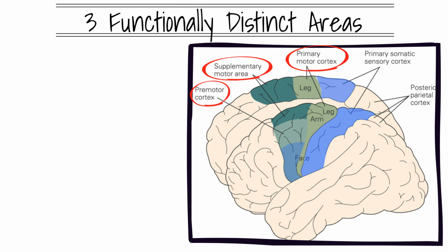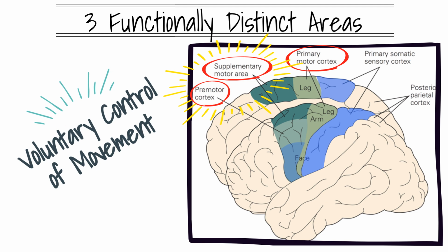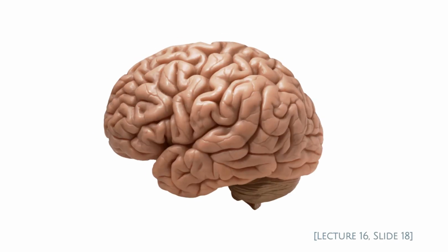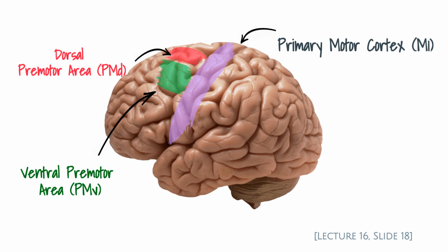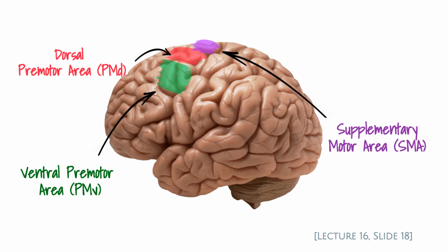The motor cortex has three components: the primary motor cortex, the premotor area, and the supplementary motor area. This video will focus on the role of the premotor and supplementary motor areas on voluntary control of movement. The premotor areas are located in the frontal lobe, rostral to M1, and can be subdivided into the dorsal premotor area and the ventral premotor area. The supplementary motor area is situated medial to the premotor area.